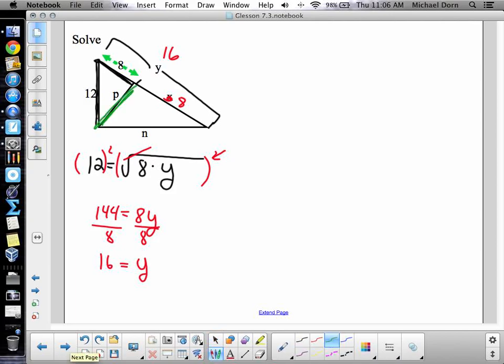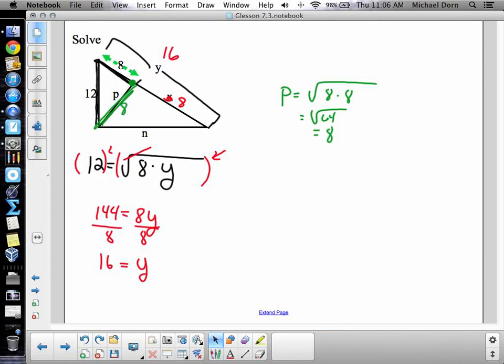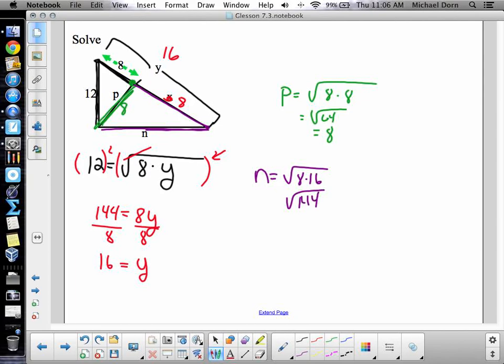P would have to be the square root of which two segments that end right at that same endpoint? I've got 8 and 8, right? This is the square root of 64, which is 8. And finally, doing the third side, n is the square root of 8 and, which is the square root of 144, which is 12. It was not drawn to scale, was it? It's okay. We've solved it.